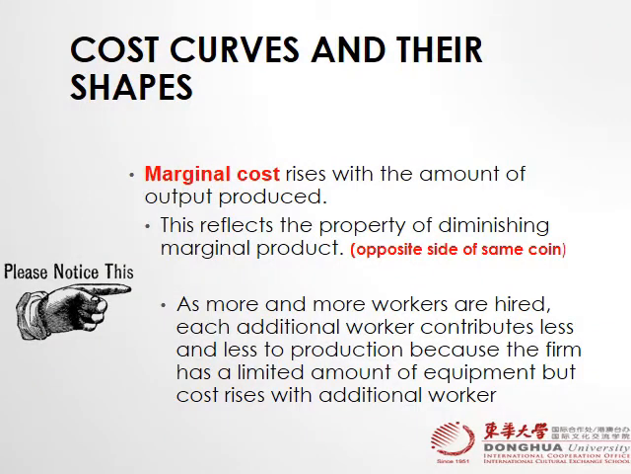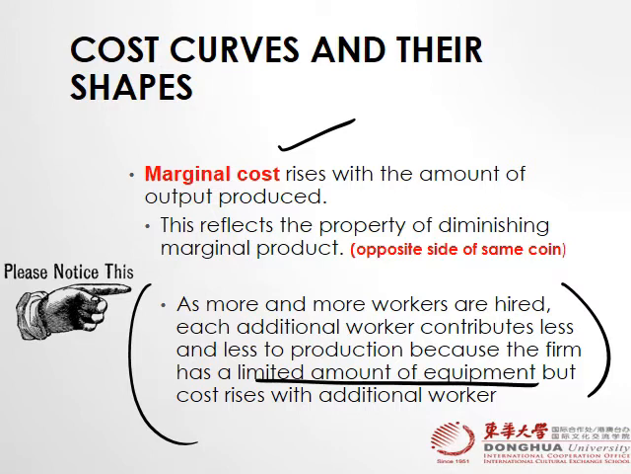So look at your graph and see that the marginal cost rises with the amount of output produced. Why? This reflects the diminishing marginal product property. What is that? The total product or total production is going to increase but at a decreasing rate. We discussed its reason: as more and more workers are hired, each additional worker contributes less and less to the production because the firm has a limited amount of equipment, but the cost rises with each additional worker.